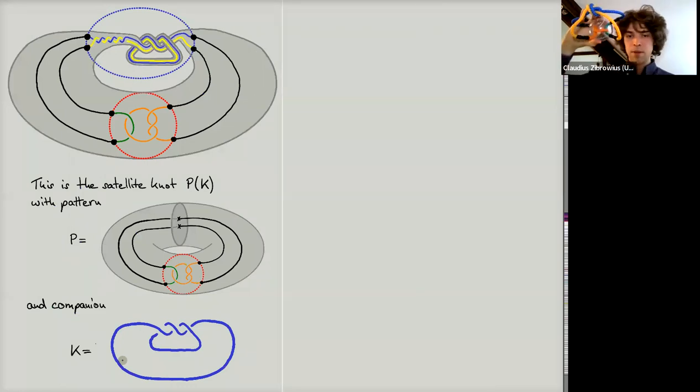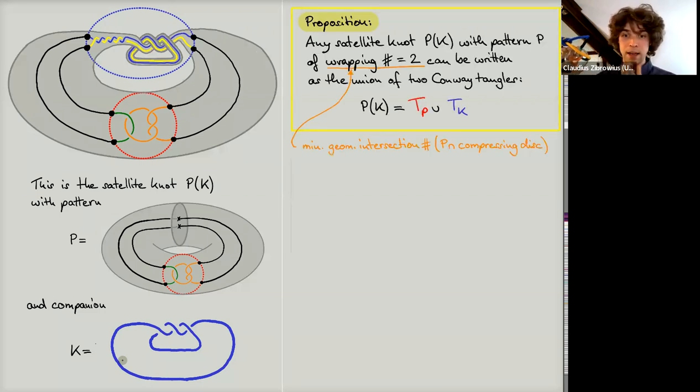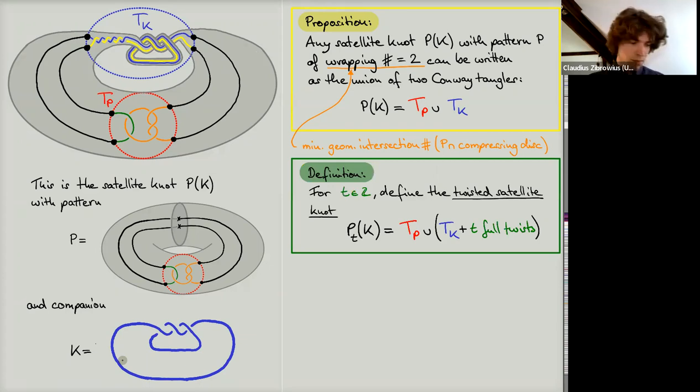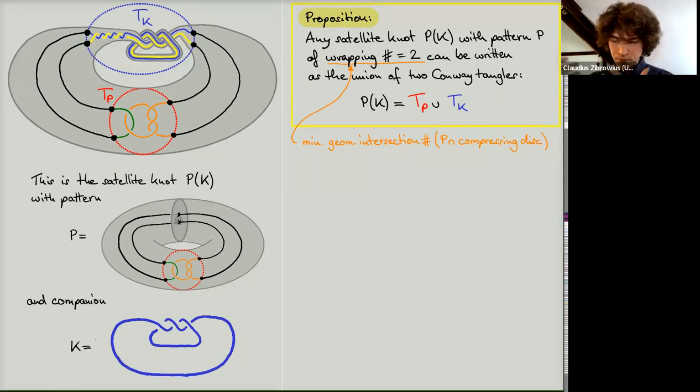Okay, and this gives us a satellite knot. Conversely, whenever I have a satellite knot, P(K), with companion K and pattern P, I can always express this as a union of two Conway tangles, one for the pattern and one for the companion, as long as I have the correct wrapping number of the pattern. The wrapping number is defined as the minimal geometric intersection number between the pattern and this compressing disk of the torus.